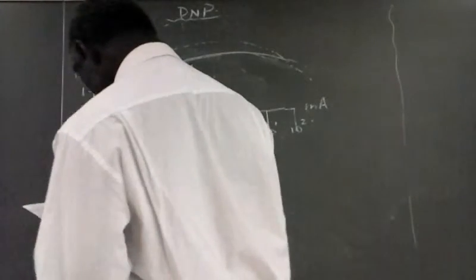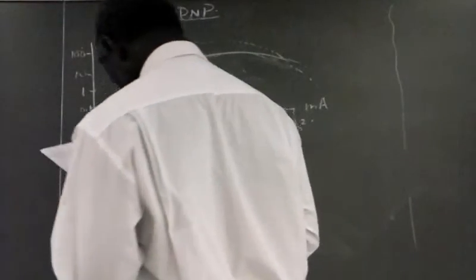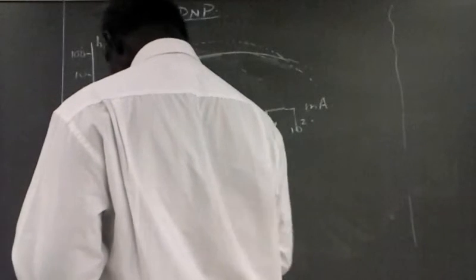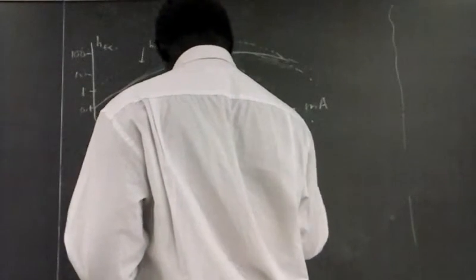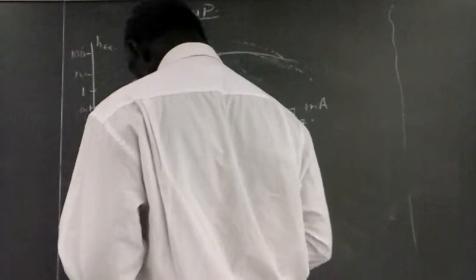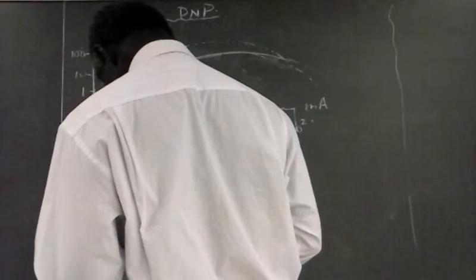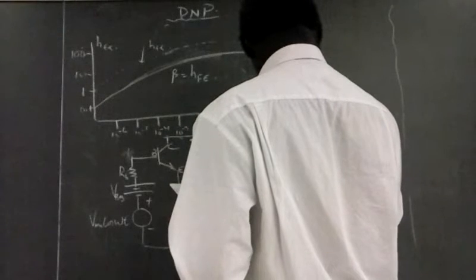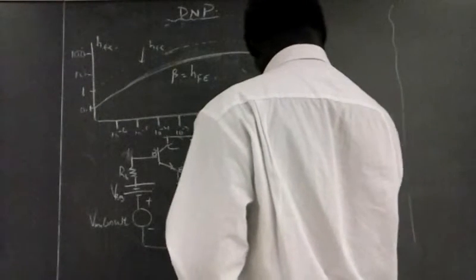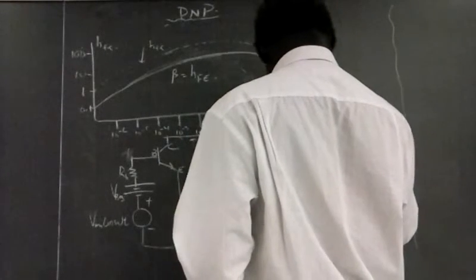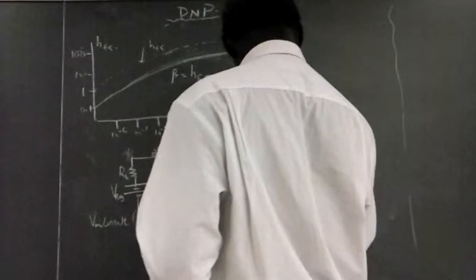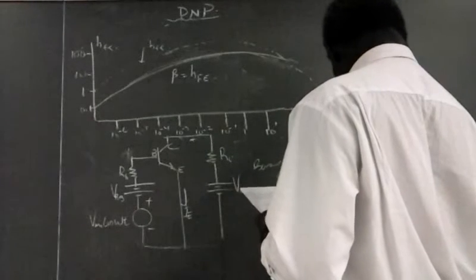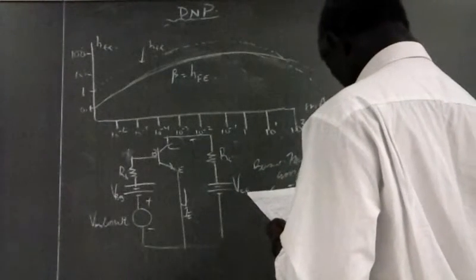Then cosine omega t. And this is the CE, or common emitter configuration.